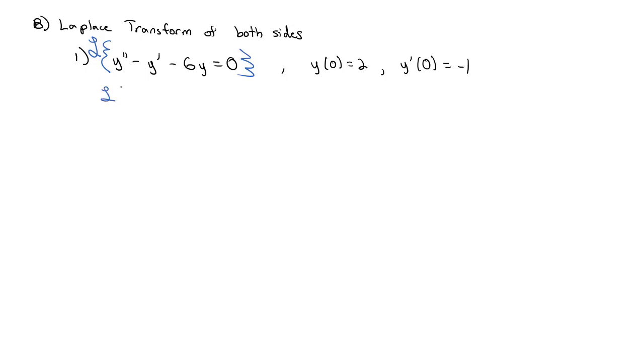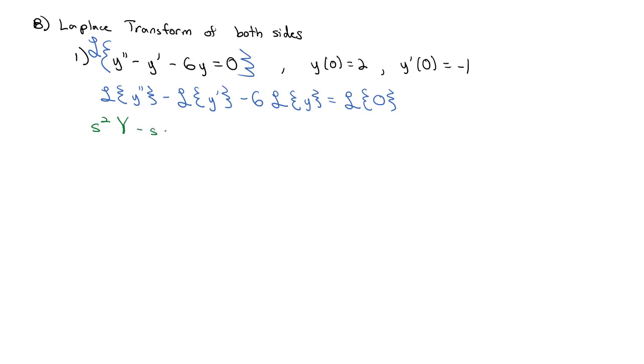Then we would have the Laplace transform of y'' minus the Laplace transform of y' minus 6 times the Laplace transform of y equals the Laplace transform of 0. Well, we just derived formulas for each of these derivatives. The Laplace transform of y'', since it's a second derivative, we'll say s squared times capital Y, meaning it's Laplace transform. Capitals mean it's been transformed.